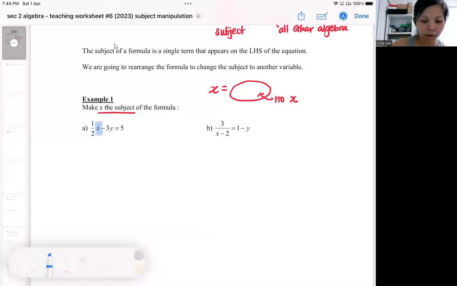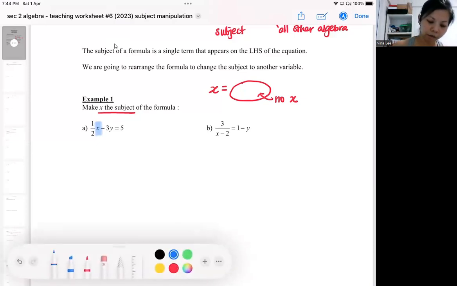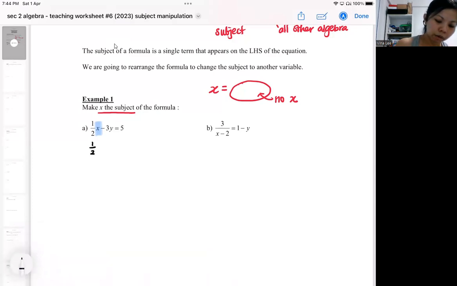For example here, this is X. I would like to keep it on the left side. Very simple if you take a look: if this is X, I just need to shift this over. If I shift this over, I'm left with half X. But when we say we make X the subject, that means it has to be 1X. So you can think about multiplying 2 on both sides.